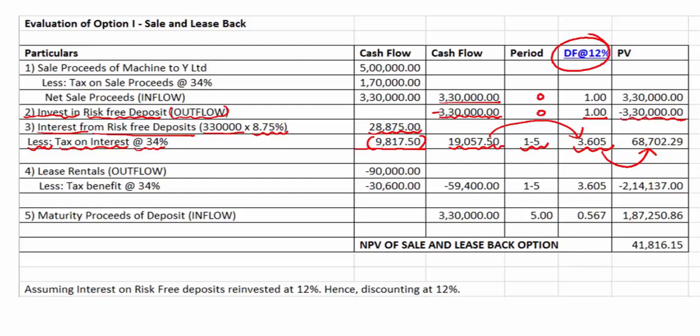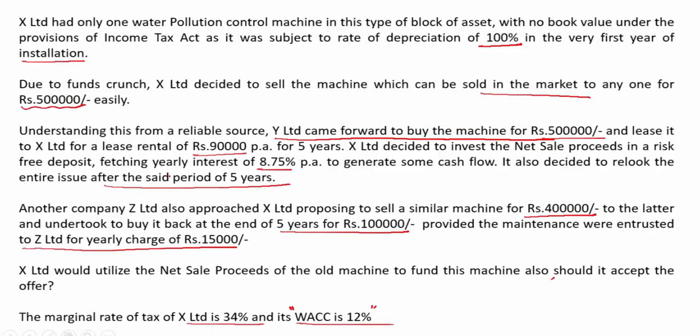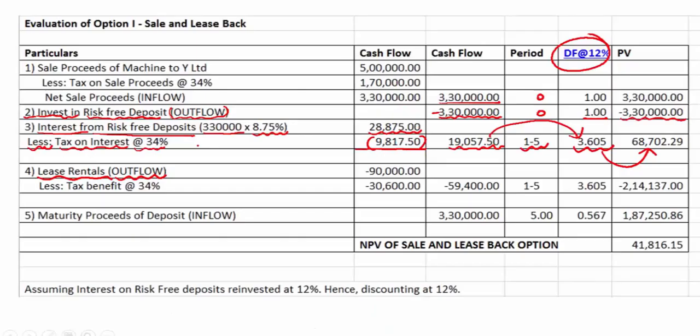Now these 2 or 3 items talked about 2 inflows and 1 outflow. Since I have sold and I'm taking it back on lease, I have to pay lease rental, right? Lease rental is basically an outflow. And what is the amount? The information in the question says 90,000 is the lease rental. So 90,000 is an outflow.